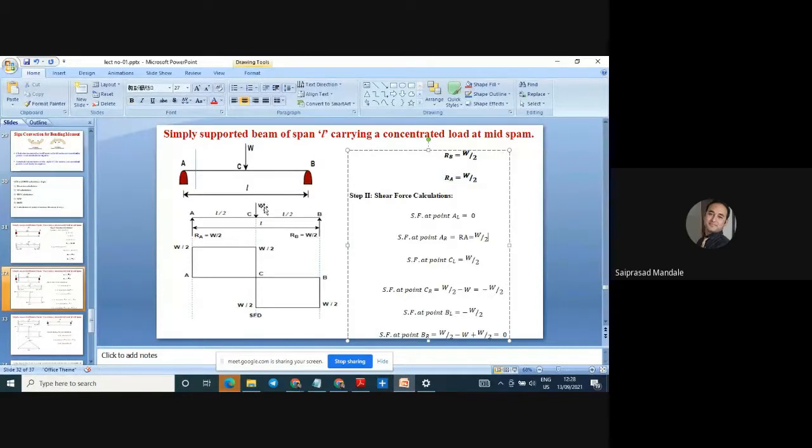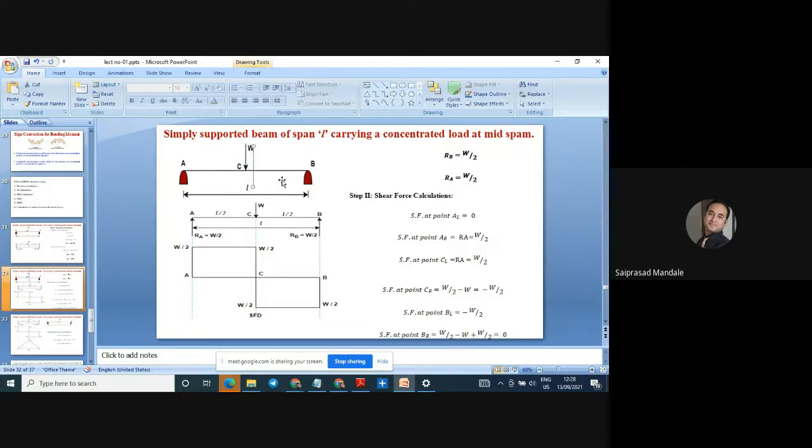Now I am moving the section towards the left of the C. I have shifted that section to the left of the C. What are the different forces on the left of the C? There is only RA. So I can write it the same here. So left to the C, it is the same. Now I have to calculate the forces right to the C.